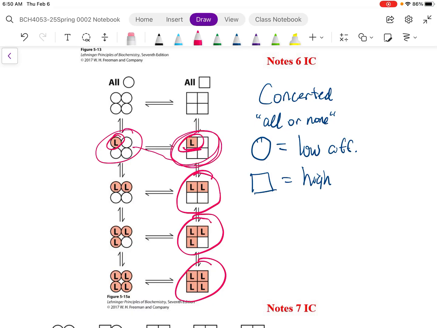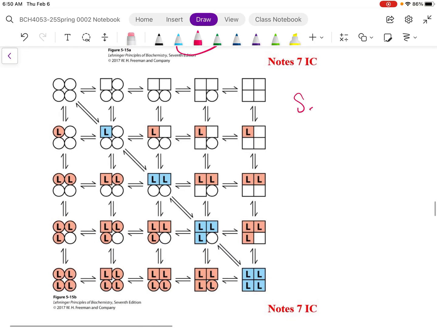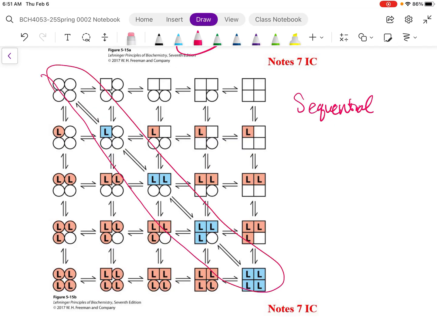And so you could see in a second model, they're going to say, no, it doesn't work like that. It's going to be more sequential. And the sequential model is a whole lot more complicated. It's way more complicated looking. But what I want you to focus your attention on is the blue part right here. That's kind of the most important thing to zoom in on.